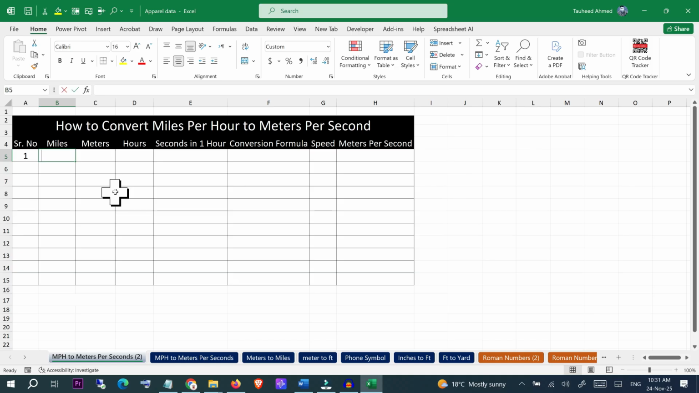For example, there is 1 mile, and in 1 mile there are 1609.344 meters.